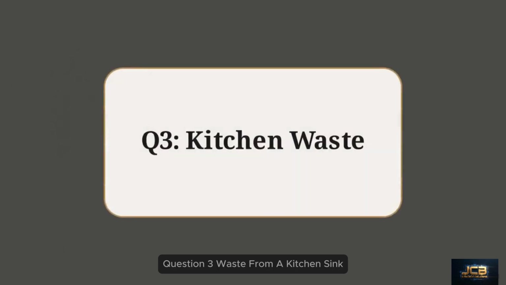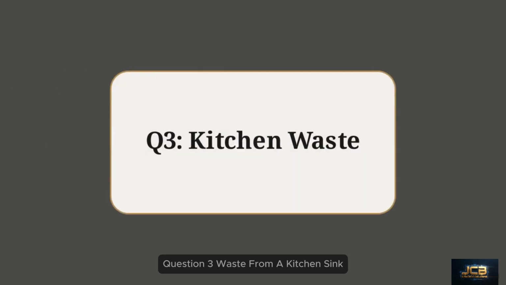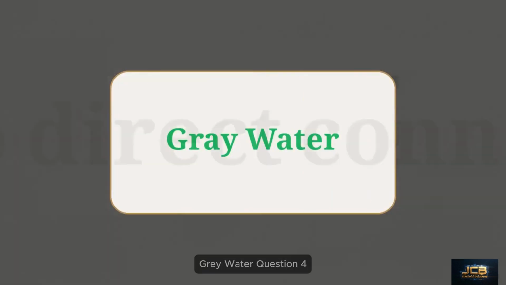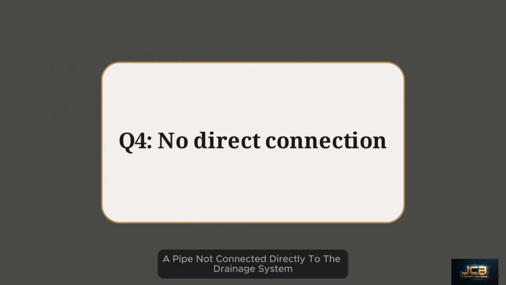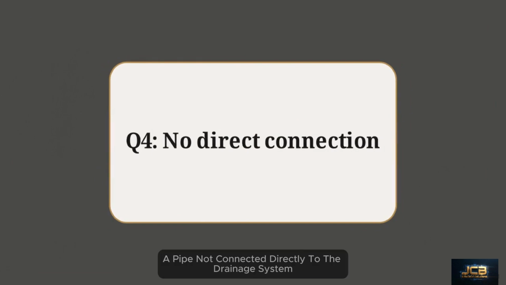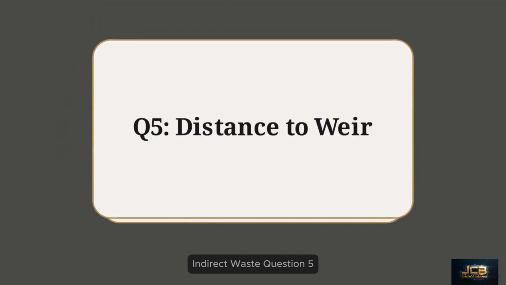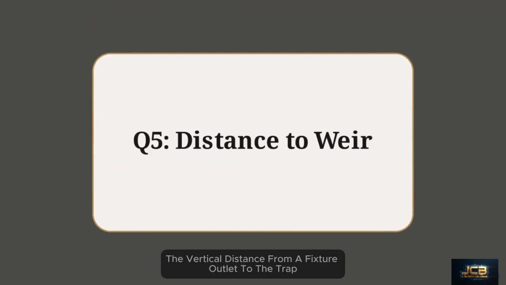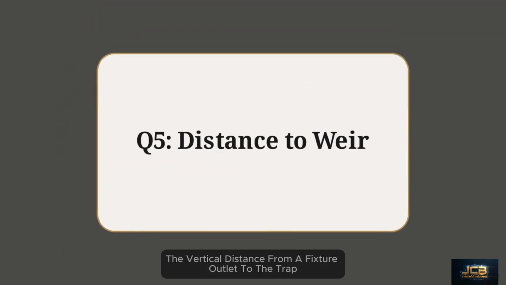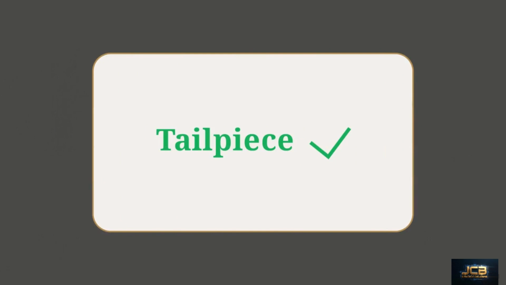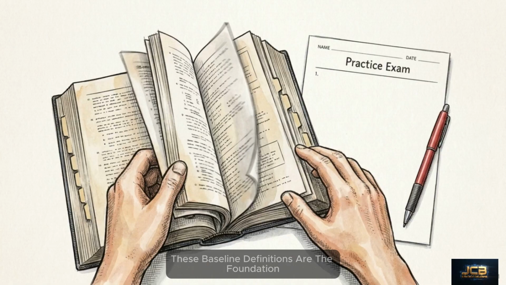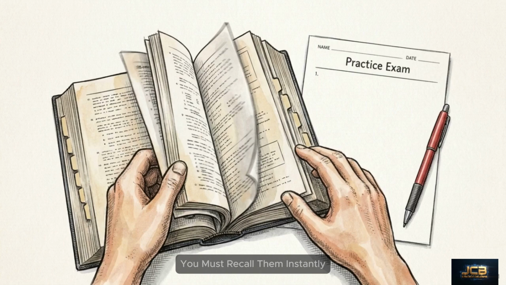Quickfire round. Question 3. Waste from a kitchen sink. Gray water. Question 4. A pipe not connected directly to the drainage system. Indirect waste. Question 5. The vertical distance from a fixture outlet to the trap weir. The tailpiece. These baseline definitions are the foundation. You must recall them instantly to have enough time for the complex table-based problems in the next act.